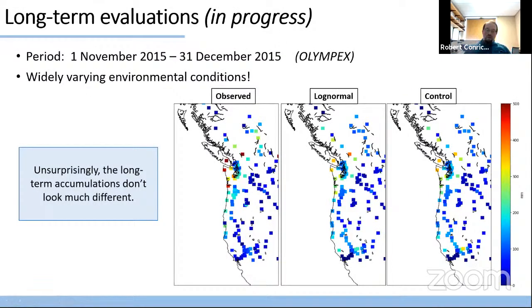So now we're looking at some long-term evaluations. We're looking at this extended period from November through the end of December in 2015, which encompasses most of the campaign. And we had a wide variety of environmental conditions during that period, as you can imagine. And so here I'm just showing some precipitation accumulation maps at individual stations that we'll be using. And unsurprisingly, the log normal and the control really are pretty similar because we're sort of averaging and summing over all of those environmental conditions.